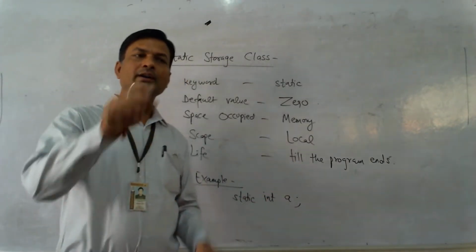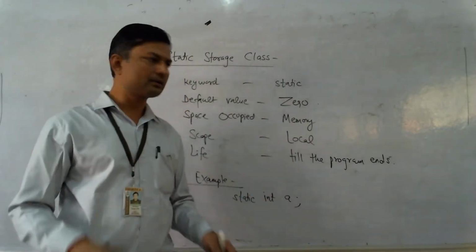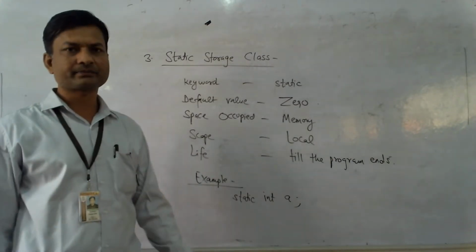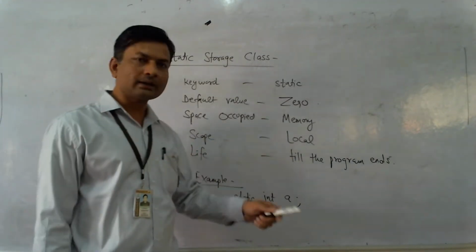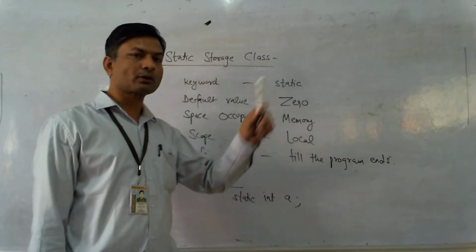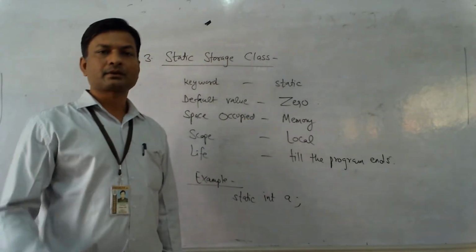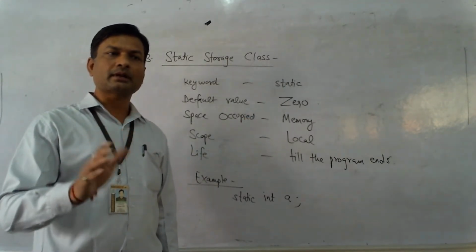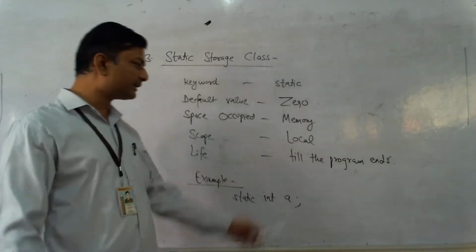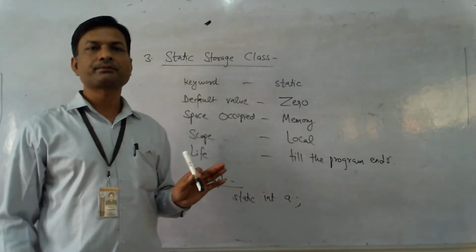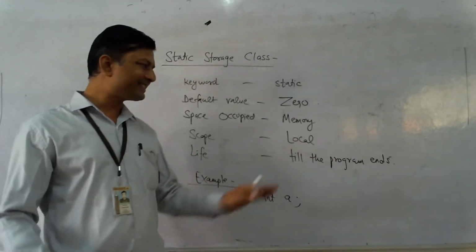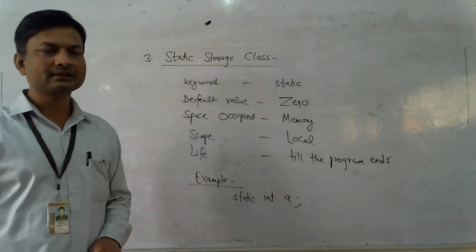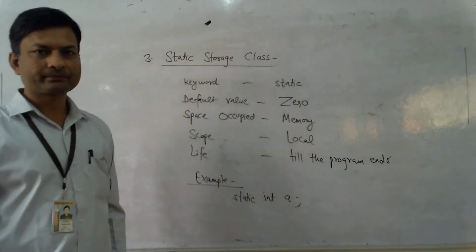Till the control remains in the program in any block, this variable will exist. Although its scope is local, its life is till the program ends. When the program execution completes, then only this variable will be deleted. Otherwise, this variable will exist in the memory.